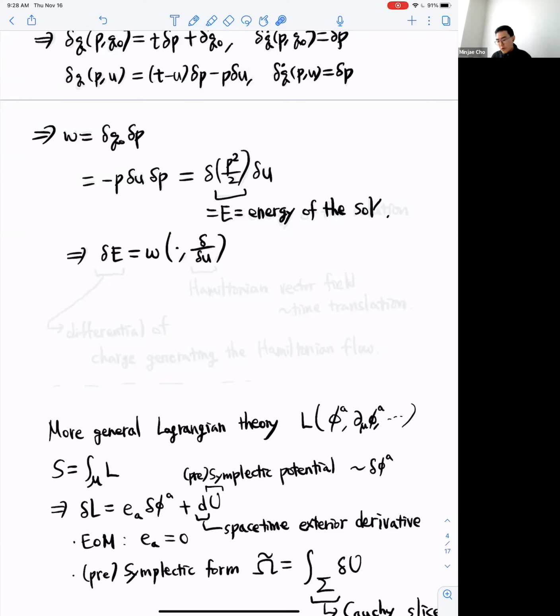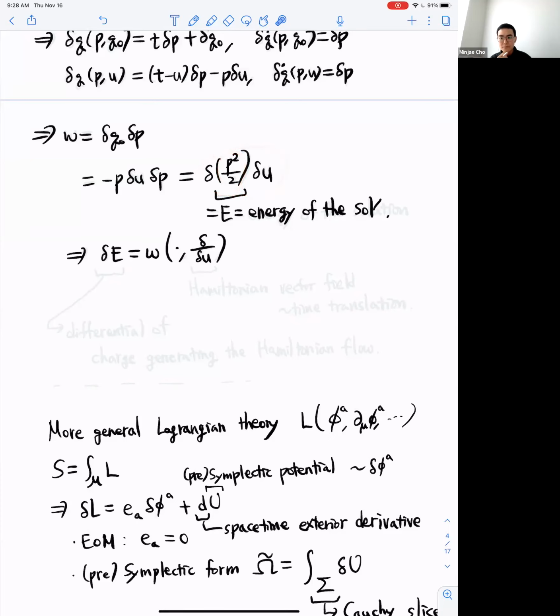And the question for, say, open string field theory will be if you have a rolling tachyon solution, and if you can write down this type of symplectic form, and if you evaluate the symplectic form on such rolling tachyon solution, then you can write down this type of expression, and you can identify this guy as the energy of the solution.